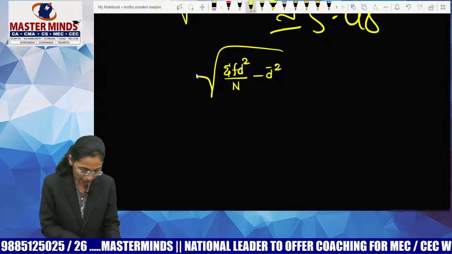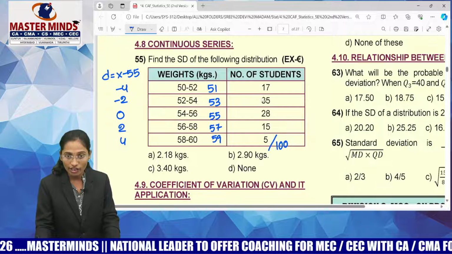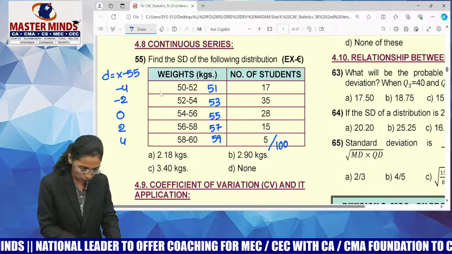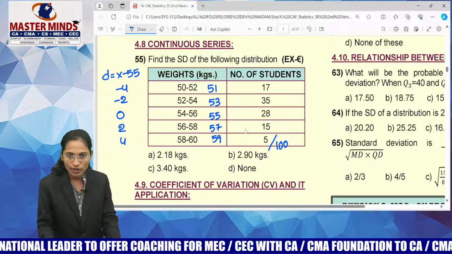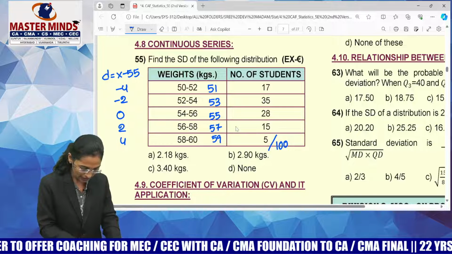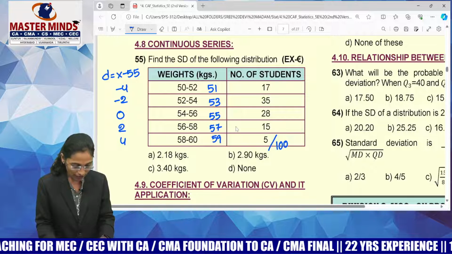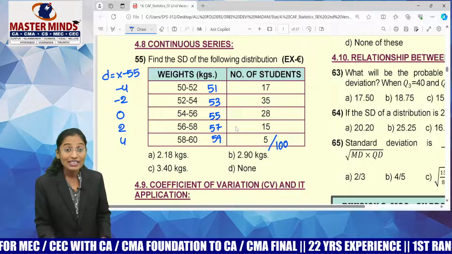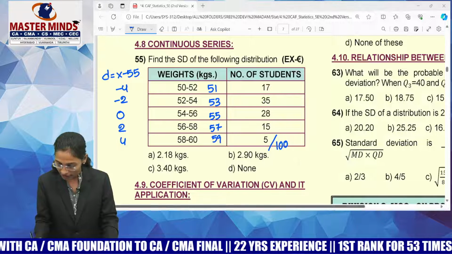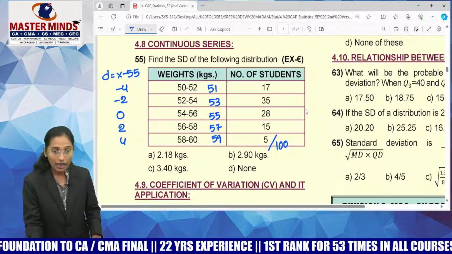Now, let me calculate D bar first. How do you calculate D bar? Summation FD by N. So, 17 into 4 minus 35 into 2 minus, 28 into 0 is 0, 15 into 2 plus, 4 into 5 plus, which is minus 88, divided by 100. What is that? 0.88. So, that is the D bar value. I need D bar whole square. How much? 0.7744. Now, I'll tell you the calculation process, guys.